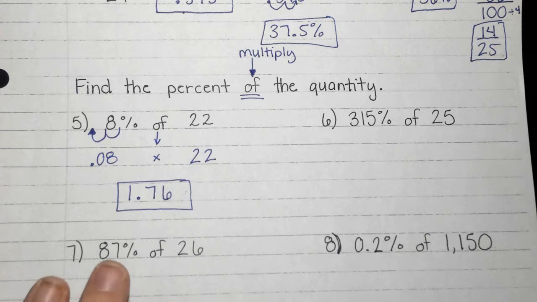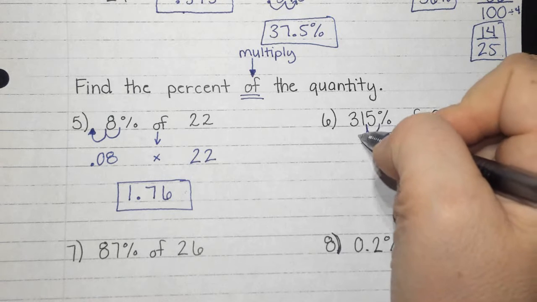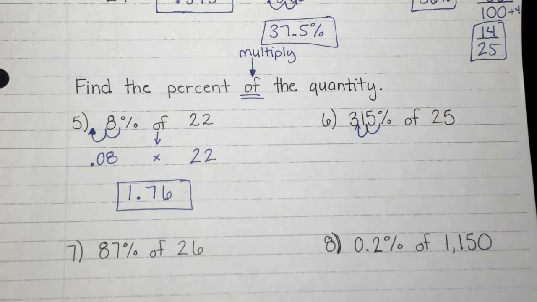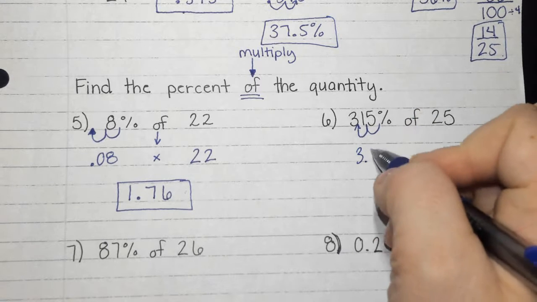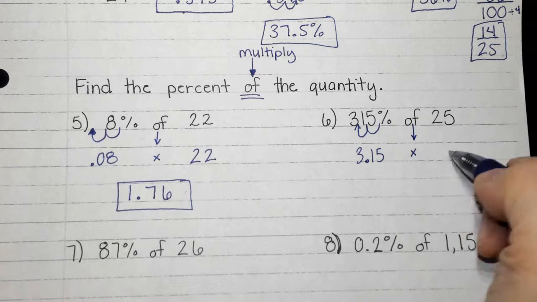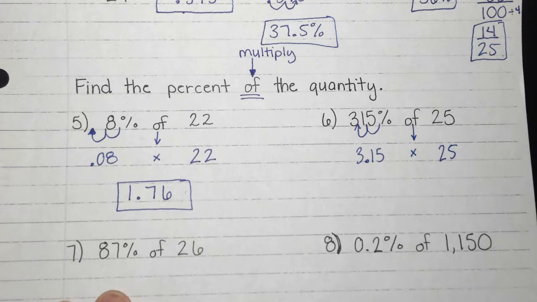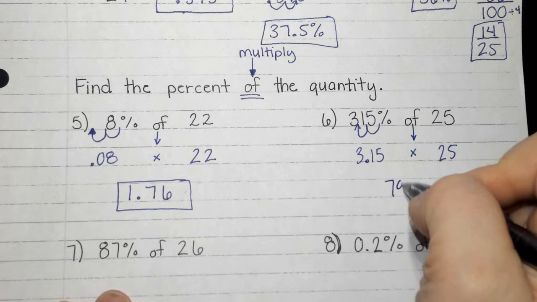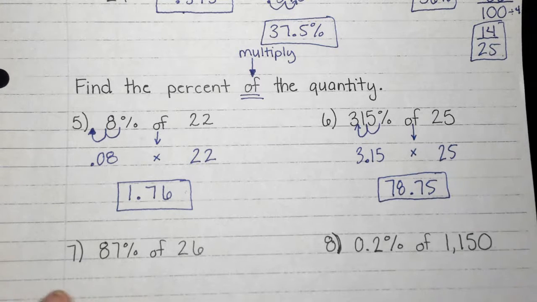To make 315% a decimal, we're going to move it twice to the left. Left, because we're losing the percent. If you lose the percent, you go left. So I end up with 3.15 of, and of means multiply, and then we have 25. When we type that in, what do we get, Taylor? 78.75. Did we end up with something much larger than 25? Yes. In fact, a little bit over 3 times that amount.